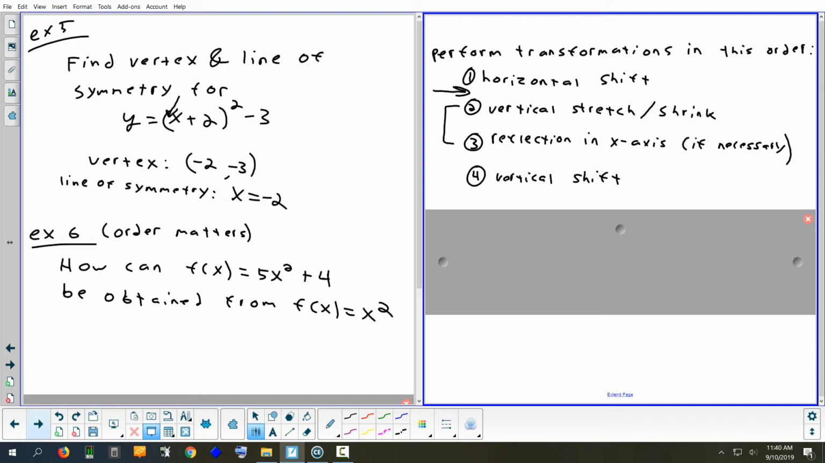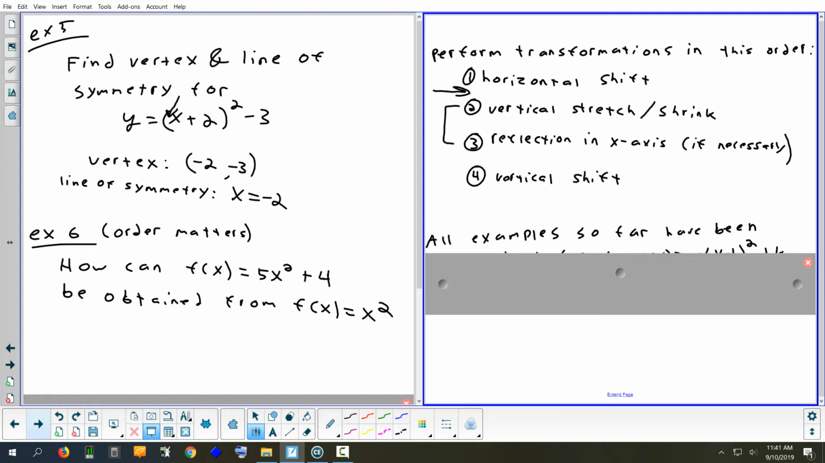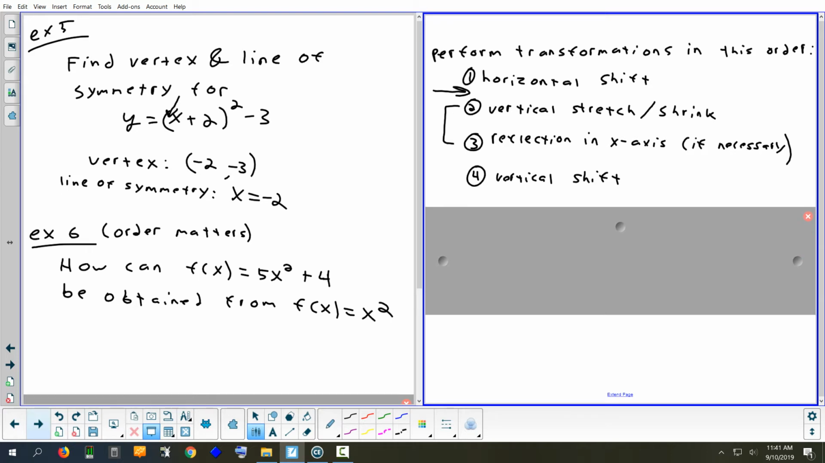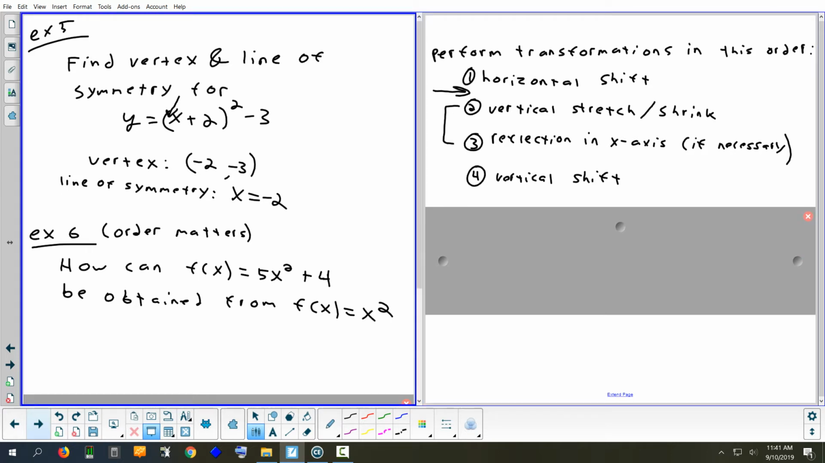Okay, so horizontal shifting, you're not going to have to worry about horizontal stretches today. Then you go to vertical stretching and shrinking, reflection in the x-axis if it happens. You'll know if it happens if there's a negative. And then vertical shift is always the last thing that you do.